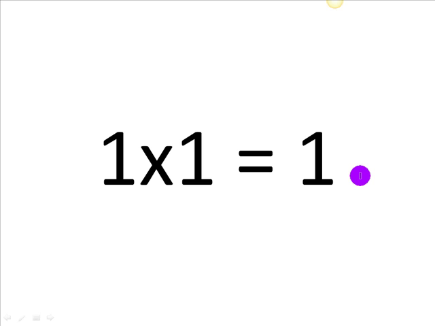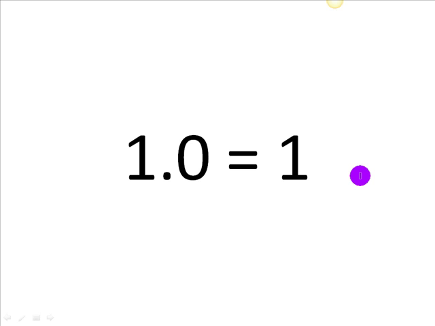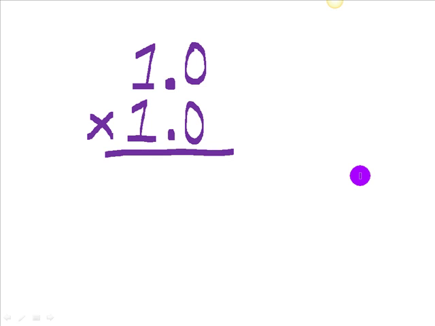1 times 1 equals 1. But 1.0 times 1.0 is also 1. Actually, it's 1.00, and we'll take a look at how that happens. But you know that 1 times 1 is 1, so 1.0 is also equal to 1. So let's take a look at what happens when you multiply 1.0 times 1.0.